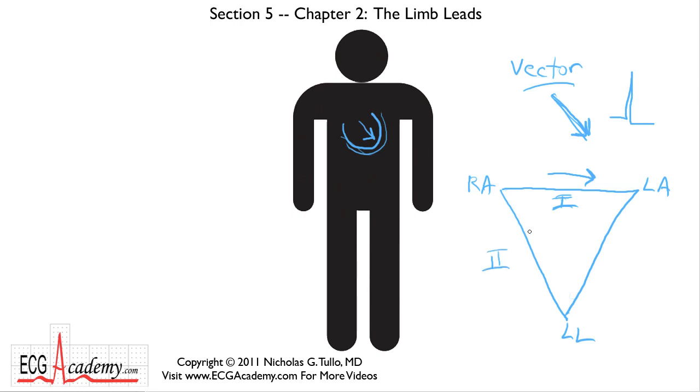Lead 2 are signals traveling from the right arm to the left leg because that's where the wires are connected, and those are the electrical signals that lead 2 is picking up. And then lead 3 would go from left arm to left leg. Those are the wires that are used to derive lead 3, and any signals going in this direction will be upright in the ECG lead. Of course, conversely, anything that's going in the opposite direction will show up as a negative deflection on the EKG.